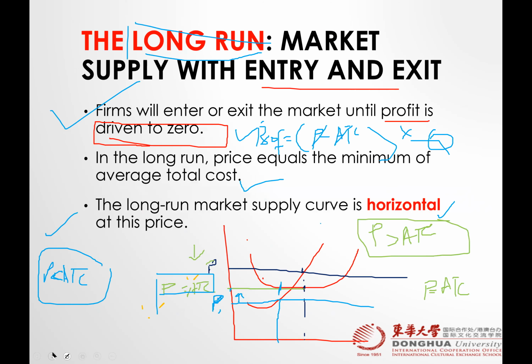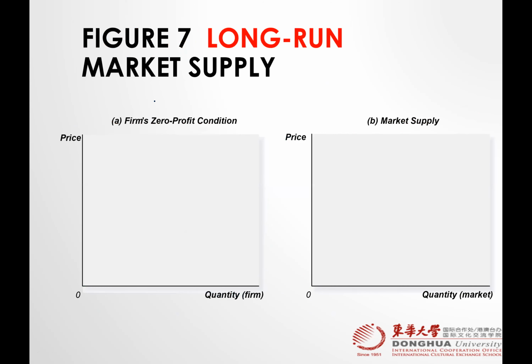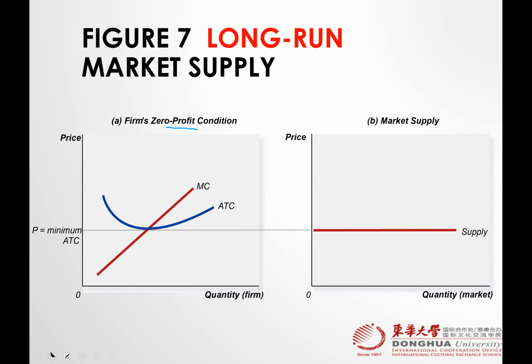Okay, let's move forward. Here we go. So firms earning zero profit. Here we go. See, the market supply curve, which is the long run supply curve in a perfectly competitive market, is a horizontal straight line. Why? Because price is equal to average total cost.